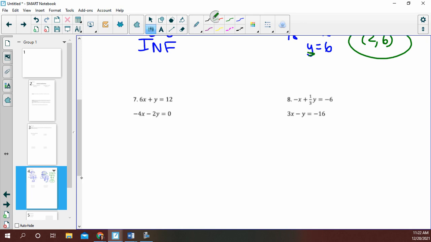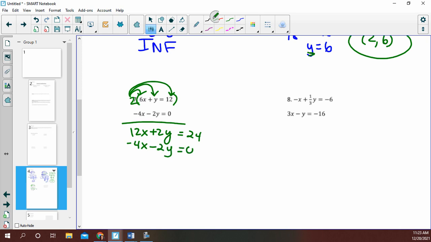Okay, my next one, my x's, I can get them both to be 12 again. My y's, I already have opposite signs. I can get them both to be 2's. So I'm going to multiply him times 2, so that gets me 12x, a positive 2y is equal to 24. I'm going to put my untouched underneath him. 12 plus negative 4 is 8. Positive 2, negative 2 cancels. 24 plus 0 is 24, so I can divide by 8 to get 3.